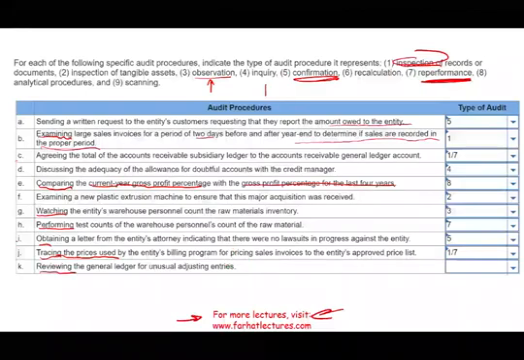Reviewing. Again, reviewing the general ledger for unusual adjusting entries. Now you might be saying reviewing is a form of inspection. You're not really inspecting, you're just basically reviewing. And what are you reviewing for? For unusual transactions. Let me give you an example. Let's assume at the end of the year you had a large sale or a large expense. So you're looking for something that's unusual. You're not looking for anything in particular. You're looking for something that should not be there, or if it should be there, it does not make any sense. You want more explanation for this.